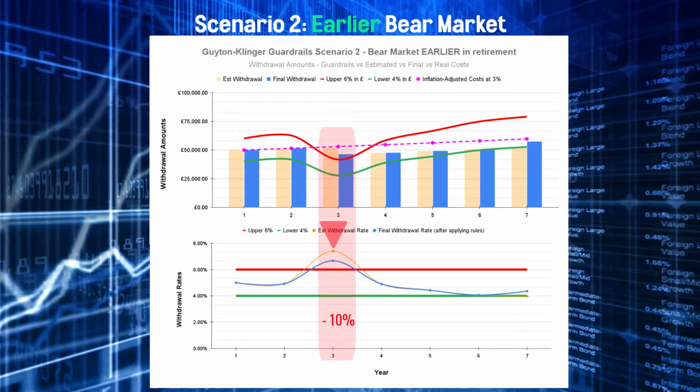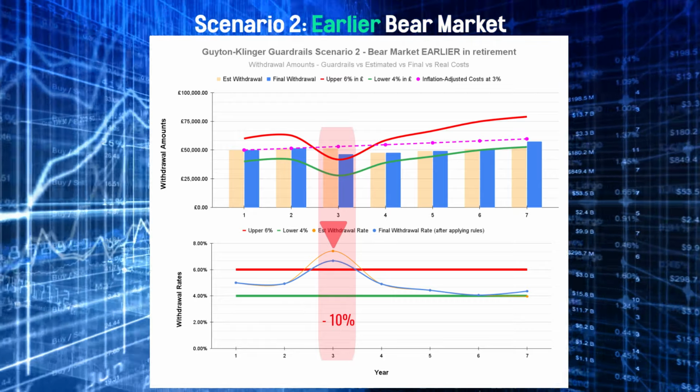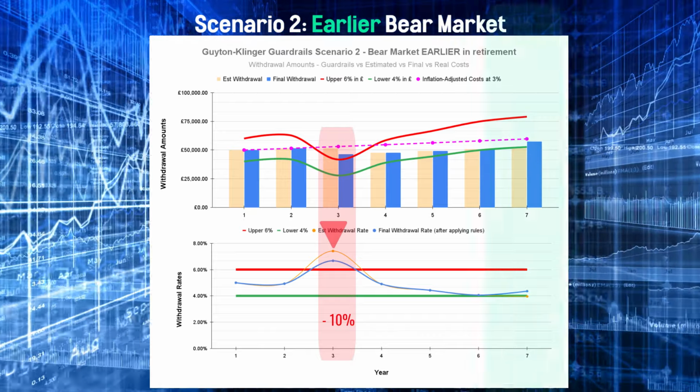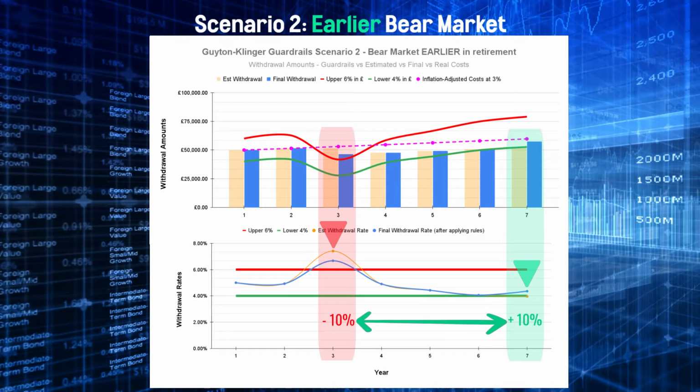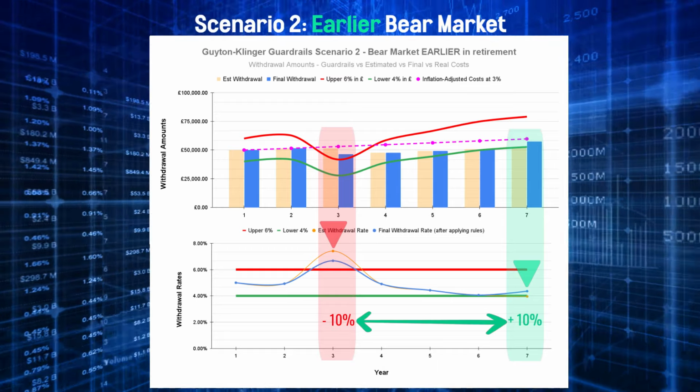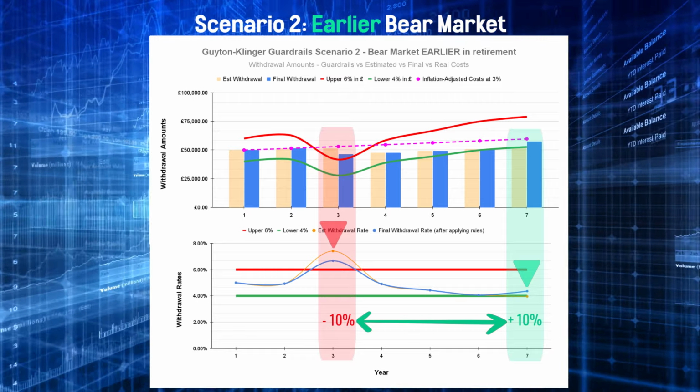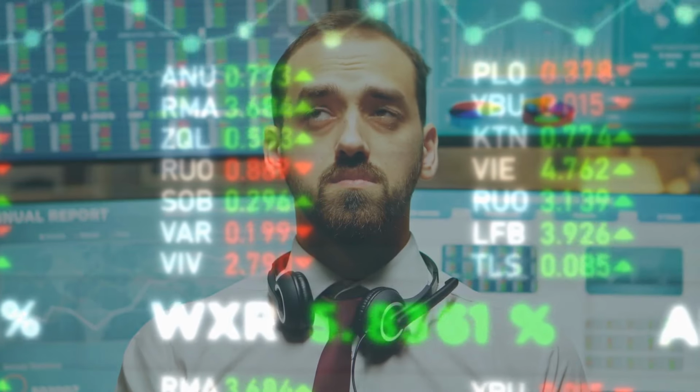You can see the upper guardrail breach in year 3, which reduces the withdrawal rate for that year, and the lower guardrail breach way later in year 7. This illustrates the length it took, after recovering from the bear market with unusually strong growth, for the pay rise to kick in. I hope this helped you understand the mechanics of the Guyton-Klinger decision rules in action, and also importantly, get a feel for how it behaves in different market conditions.